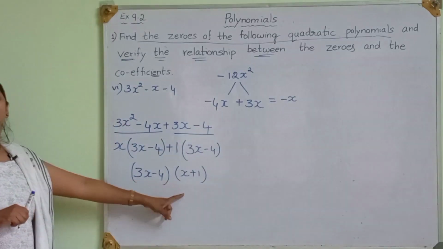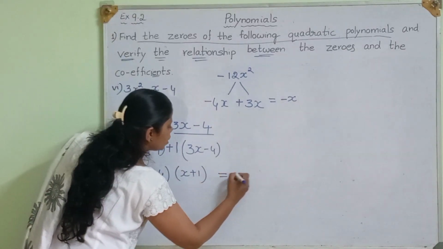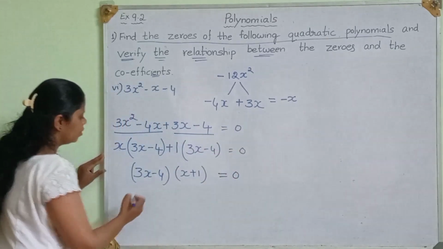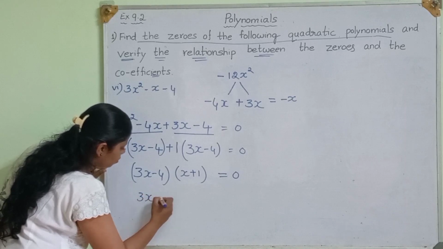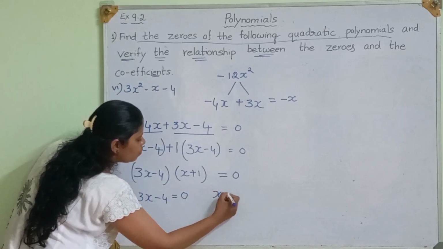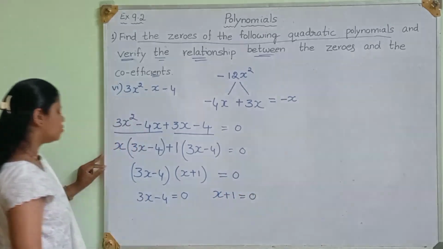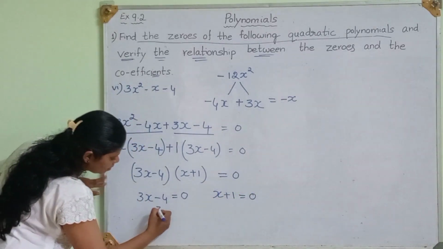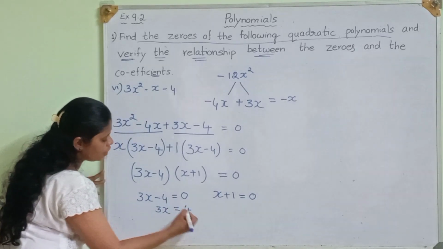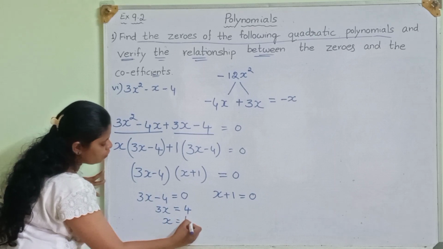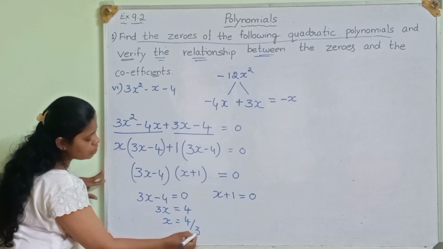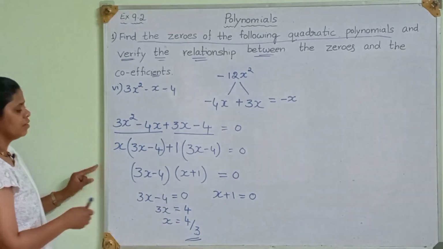Now let us equate this to 0. That is 3x minus 4 is equal to 0, and x plus 1 is equal to 0. We are equating this to 0. See, 3x is equal to minus 4. When it crosses to this side, it becomes plus 4. X is equal to 4 by 3, because 3 is in multiplication, and when it crosses to this side, it becomes division.